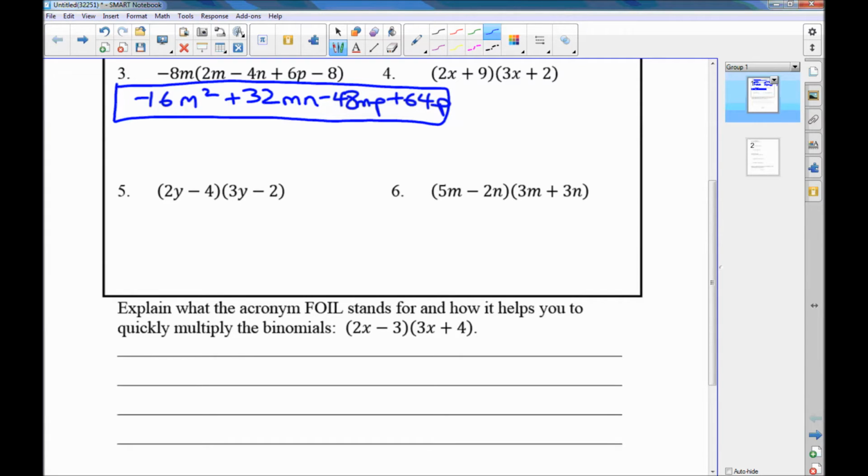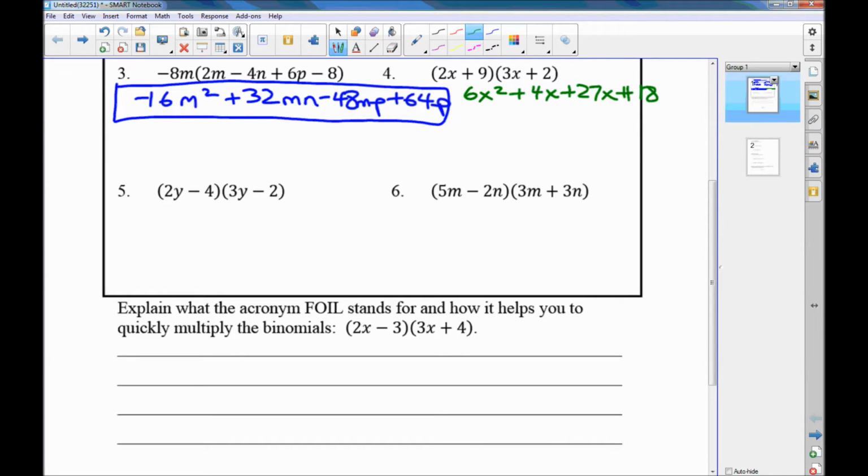All right, and number 4, I'm going to use the FOIL method that we learned last time. So first I'll multiply the first terms. 2x times 3x will make 6x squared. Then I'll multiply the outside terms. So 2x and 2 will make 4x. Then I'll multiply the inside terms. So 9 and 3x will make 27x. And then I'll multiply the last terms. So 9 and 2 makes 18.